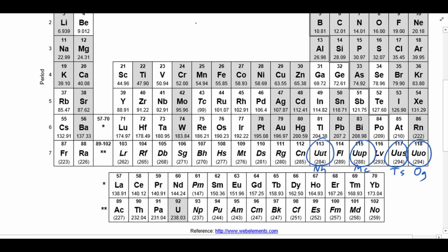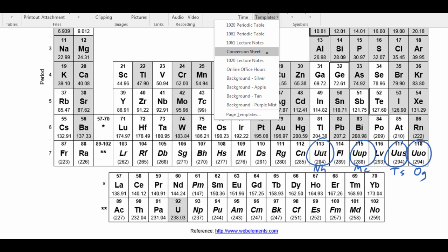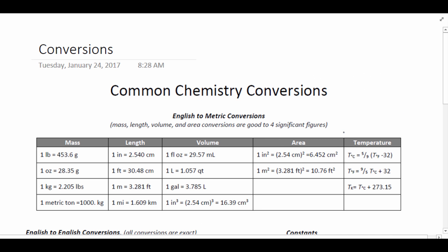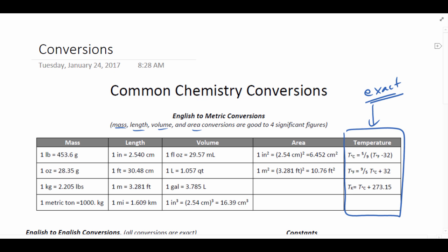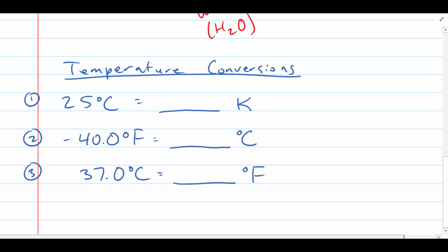To do this, you do need your conversion sheet, which is on the flip side of your periodic table. You're going to find these temperature conversions over here. It talks about mass, length, volume, and area, and these are good out to 4 significant figures. These temperature conversions are exact, and if they are exact, they have no impact on the number of significant figures in your answer. So let's go ahead and apply those formulas. I'm going to give you about 5, 6, 7 minutes to do these calculations.